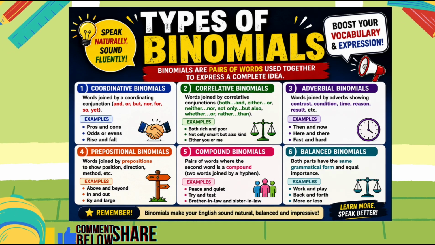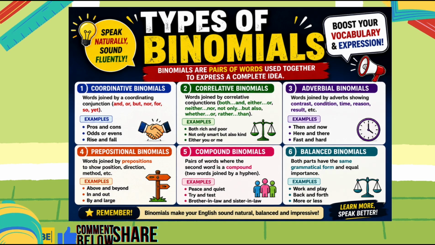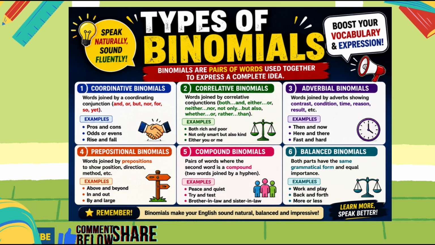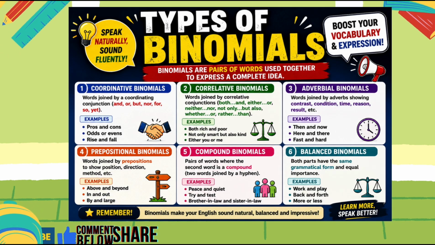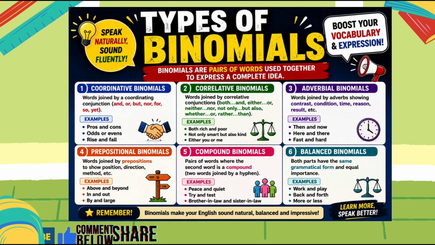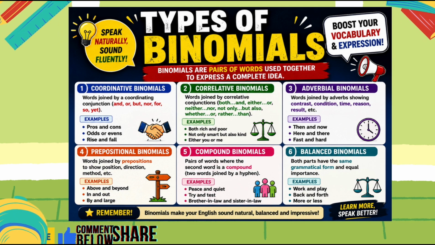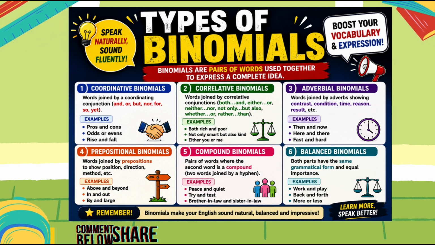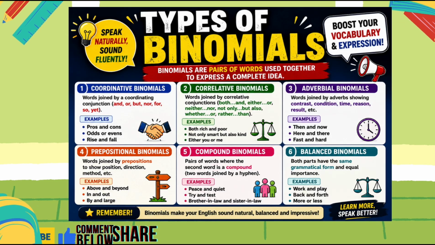Compound binomials, pairs of words where the second word is a compound, two words joined by a hyphen. Example: peace and quiet, try and test, brother-in-law, sister-in-law. Balanced binomials, both parts have the same grammatical form and equal importance. Example: work and play, back and forth, more or less.